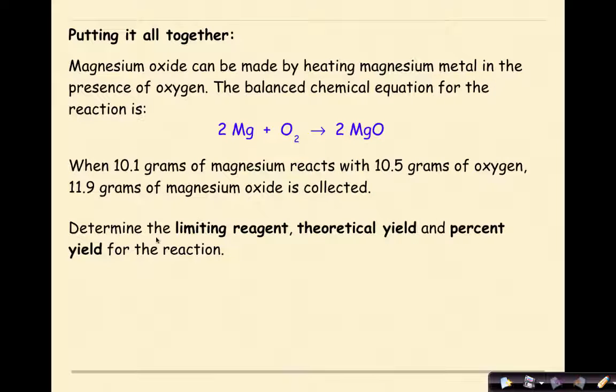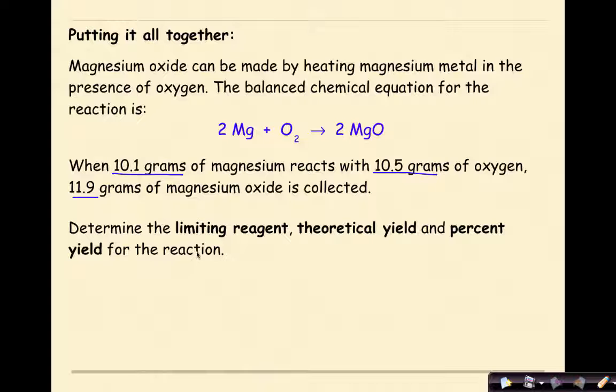Let's put it all together. Magnesium oxide can be made by heating magnesium metal in the presence of oxygen. The balanced chemical equation for the reaction is magnesium plus oxygen gives you magnesium oxide. When 10.1 grams of magnesium reacts with 10.5 grams of oxygen, 11.9 grams of magnesium oxide is collected. Determine the limiting reagent, theoretical yield, and percent yield for this reaction.